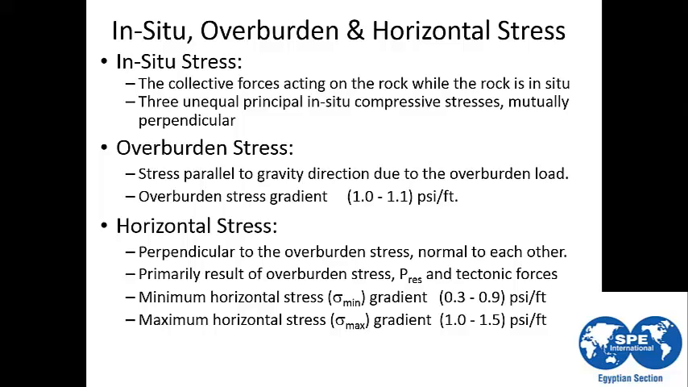As we said, for horizontal stresses we have two components: one is the minimum horizontal stress and one is the maximum horizontal stress. We can assume the normal gradient for the minimum horizontal stress is 0.3 to 0.9 psi per foot. The maximum horizontal stress is 1 to 1.5 psi per foot.